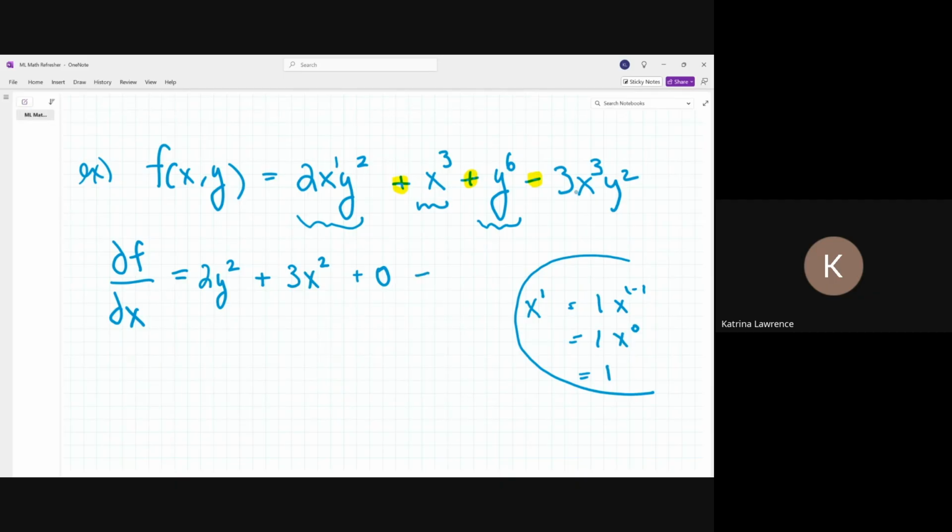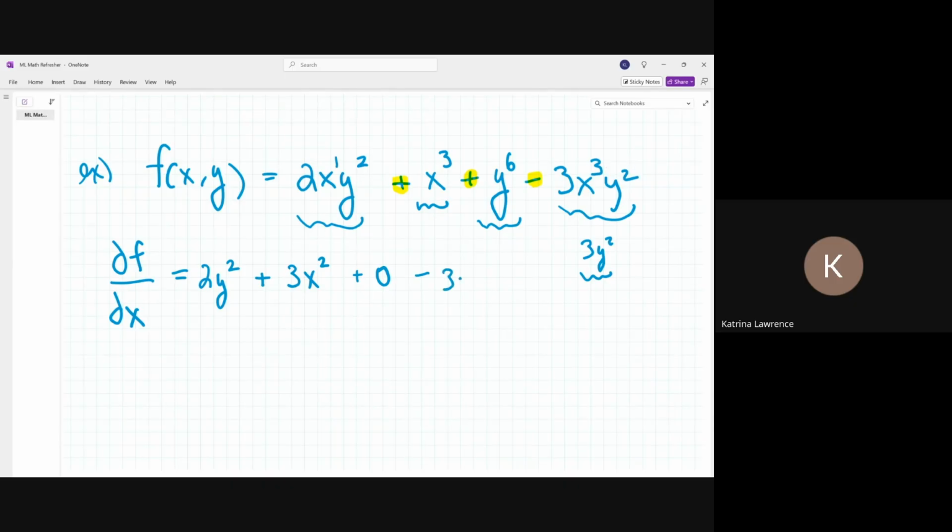And then lastly, let's look at our term over here. We've got 3x cubed times y squared. So again, y is being treated as a constant. So we can rewrite this as 3y squared, and we're going to leave that alone. And let's look at our x cubed. Following power rule again, we're going to have 3x squared. So we've got our 3y squared multiplied by 3x squared. So that is the derivative for our last piece over there.